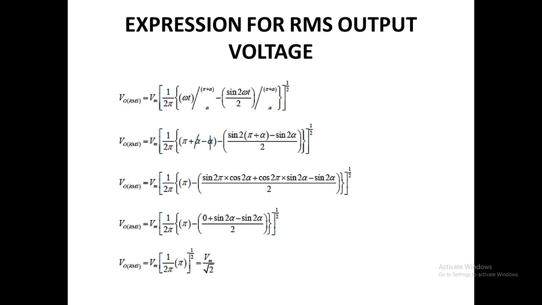So the first term will be 0, since sin 2 pi is 0, and cos 2 pi is plus 1, so this value will be sin 2 alpha minus sin 2 alpha by 2. So plus sin 2 alpha minus sin 2 alpha, so this will also get cancelled. So this term vanishes and we will get only the pi, and this pi gets cancelled, and 1 by 2 to the whole power of 1 by 2 is 1 by root 2. So we will get V naught RMS as Vm by root 2.